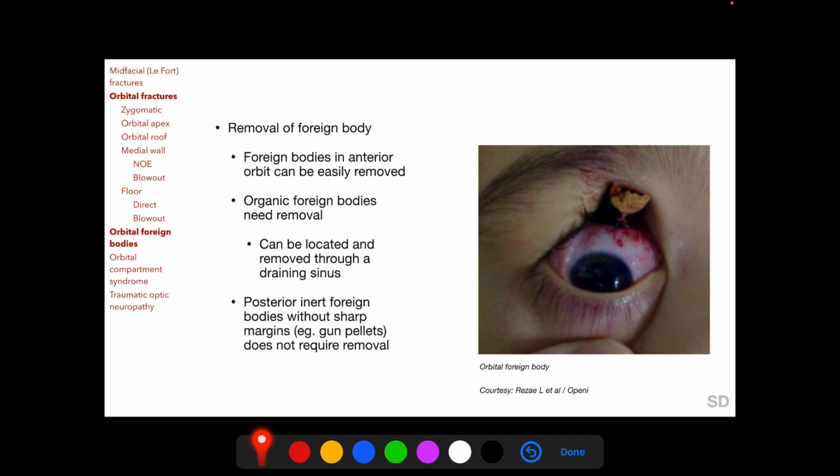Foreign bodies in the anterior orbit, as seen here, can be easily removed, and organic foreign bodies need removal because they are prone to cause orbital infection. And if a draining sinus has already formed, the foreign body can be located and removed through that sinus. Posterior inert foreign bodies without sharp margins, such as gun pellets, do not require removal. So a metallic foreign body in the posterior orbit without sharp margins does not require removal, whereas a metallic foreign body inside the eye should be removed because it is prone to cause toxicity inside the eye.